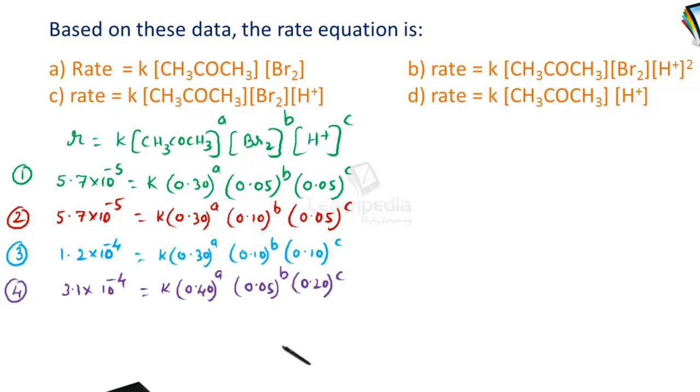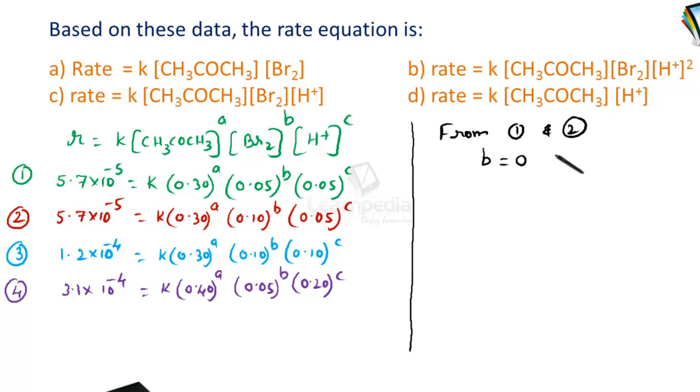It is like this. Now, from relations 1 and 2, when we divide relation 1 by 2, it is very clear that this part is cancelled out and this part is also cancelled out, so we get the value related to B, isn't it? So here we get the B value as equal to 0. Then from relations 2 and 3, as these two terms get cancelled out, now we get the value related to C. So we get C as equal to 1.